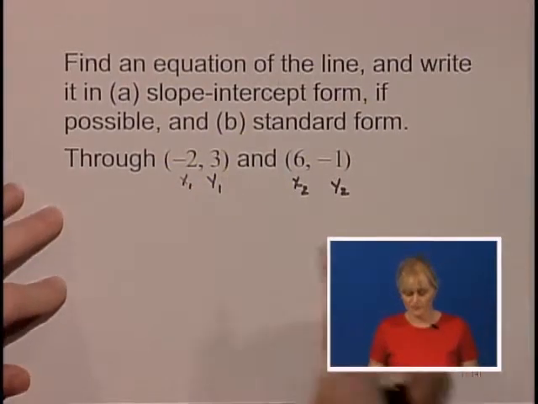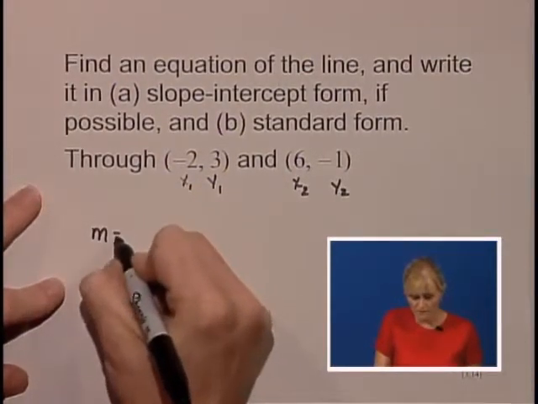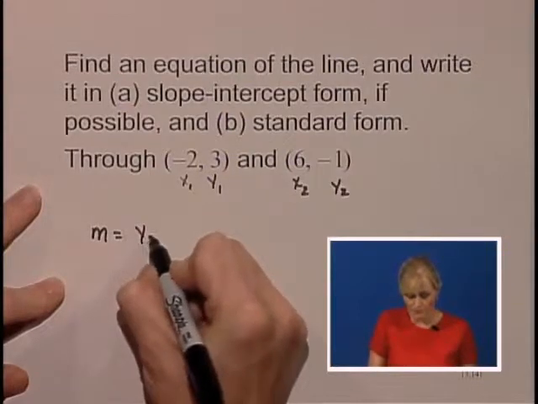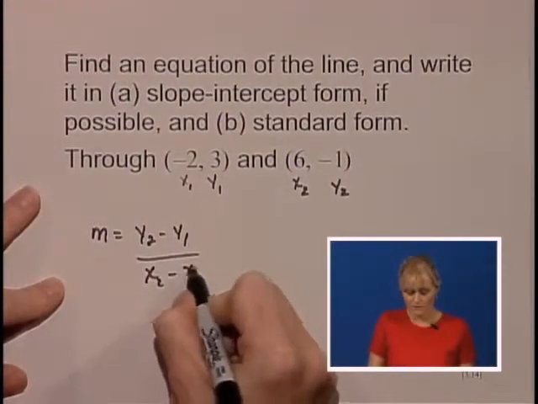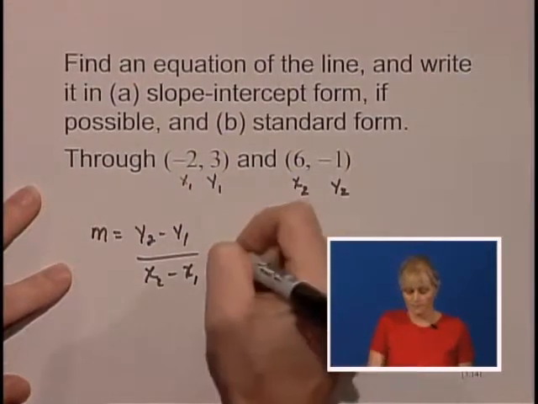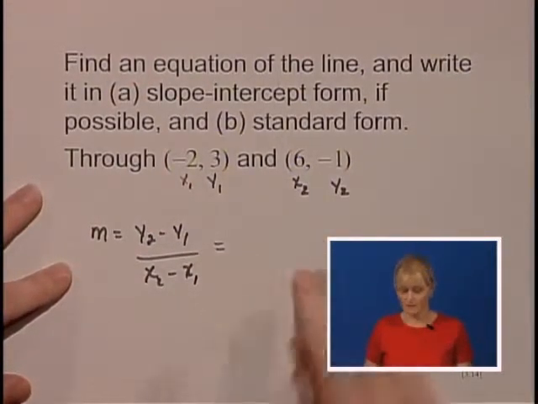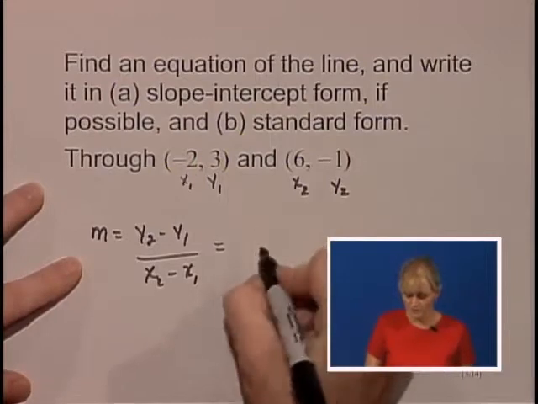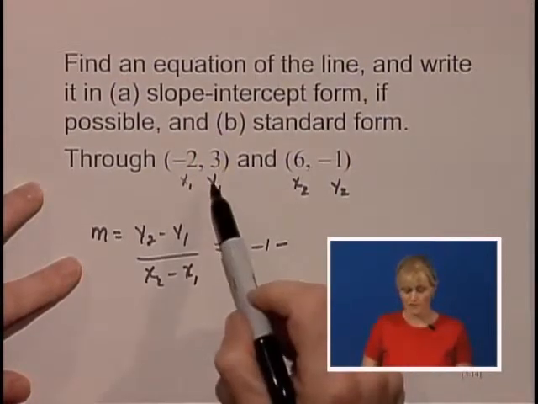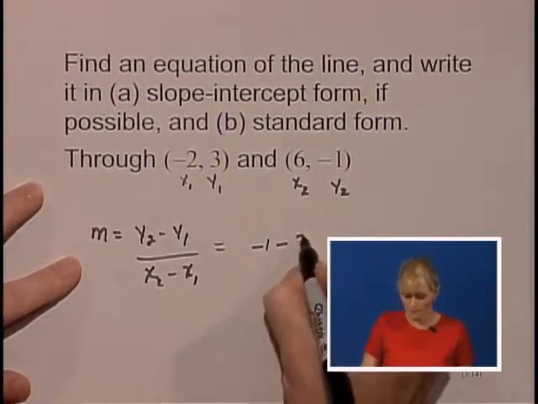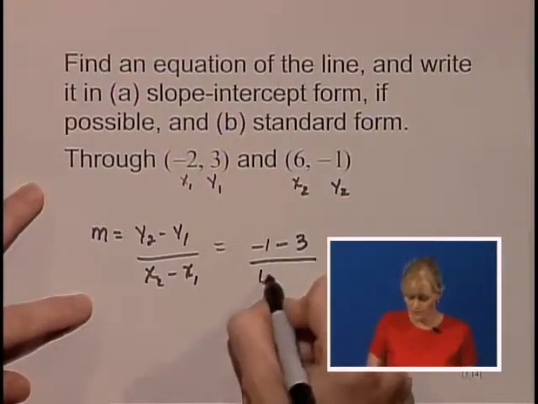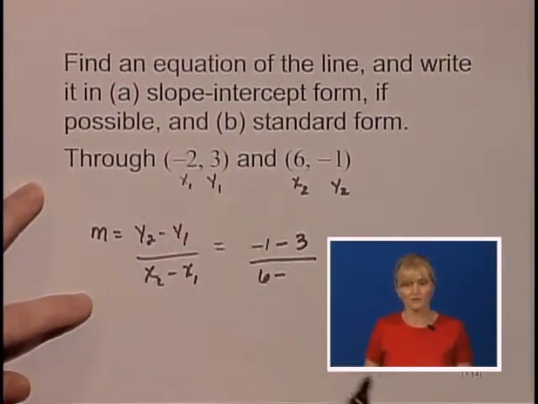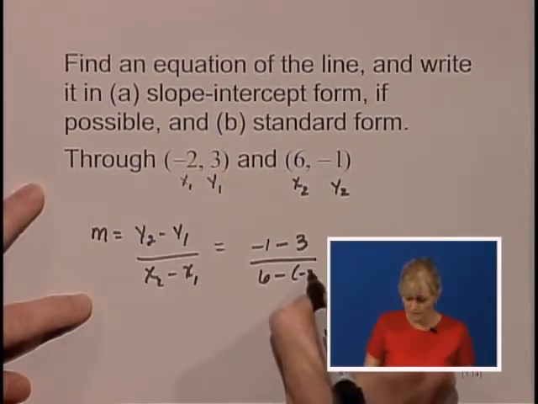the slope first. Our slope formula is y2 minus y1 over x2 minus x1. So we'll substitute in the y-coordinate of point number 2, which is -1, minus the y-coordinate of point number 1, which is 3, over the x-coordinate of point number 2, which is 6, minus the x-coordinate of point number 1, which is a -2.